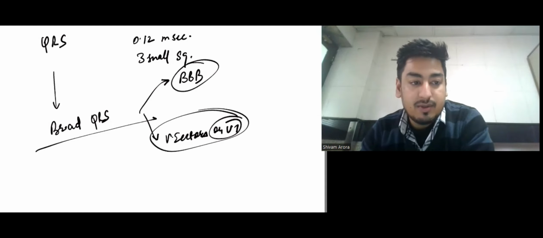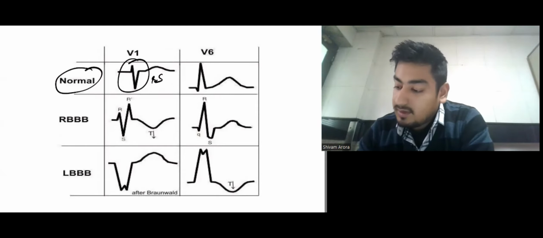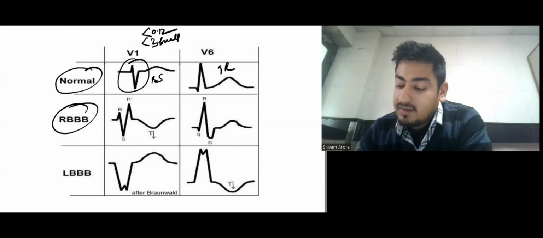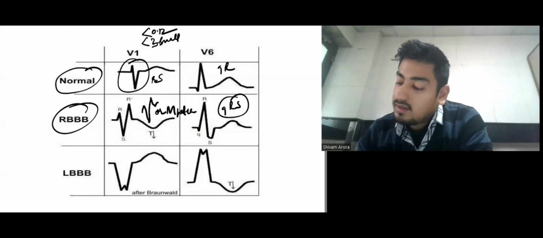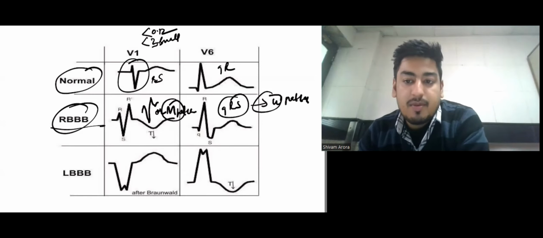Now let us discuss bundle branch block. So normally in V1 we have this RS pattern and in V6 we have this QR pattern, and the duration is less than 3 small squares or less than 0.12. Now in right bundle branch block, in V1 we have this RSR dash pattern, or we also call it the M pattern. And in V6, we have this QRS pattern, also known as the W pattern. Okay, so M in V1 and W in V6 represents RBBB.